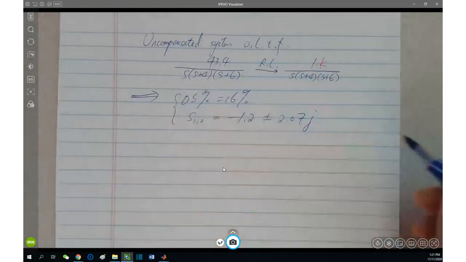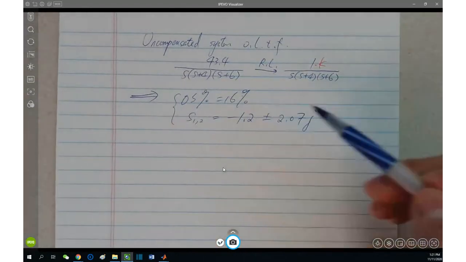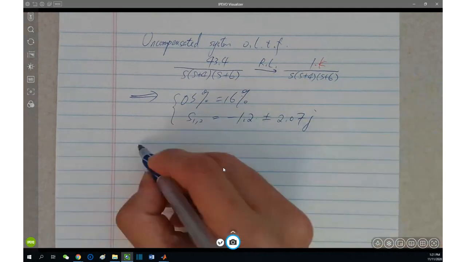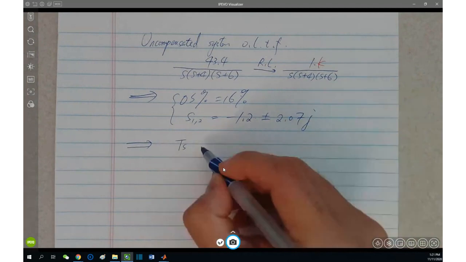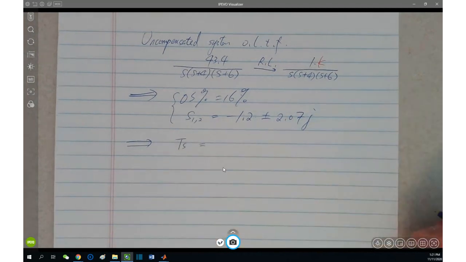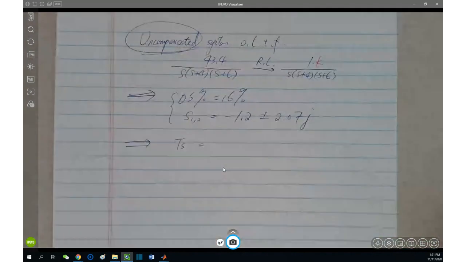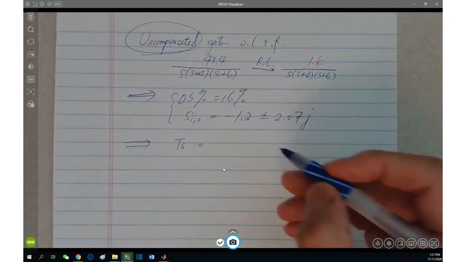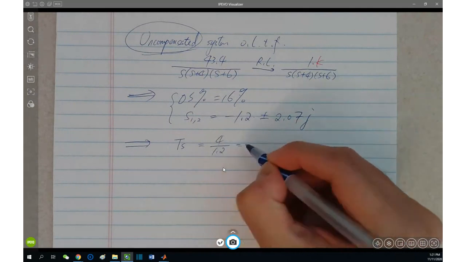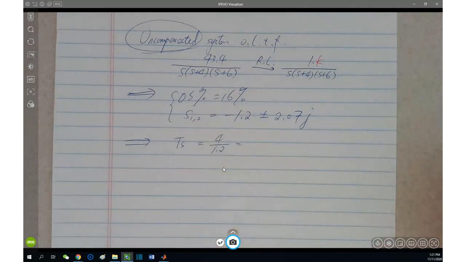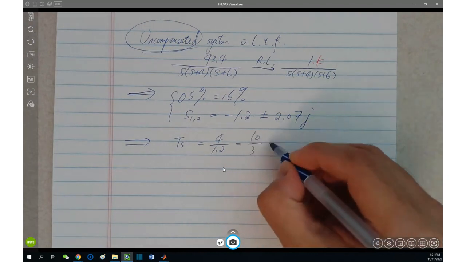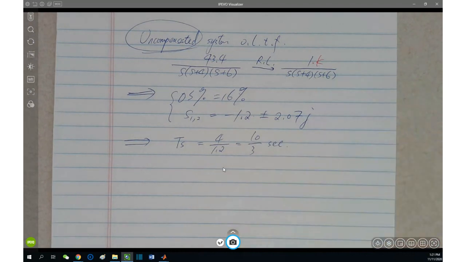So we go back here to move on. Once again, we got these two pieces of information, dominant poles and overshoot, for the uncompensated system. The settling time is 4 over 1.2, right? 4 over 1.2. Basically 3.333333 seconds, right? And from here, what can we know?